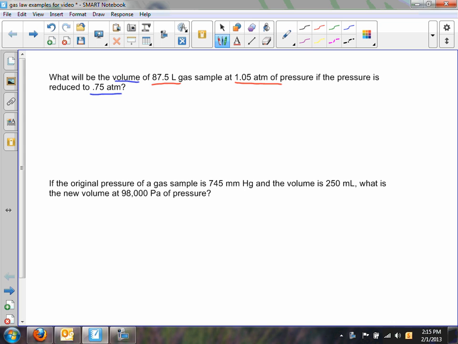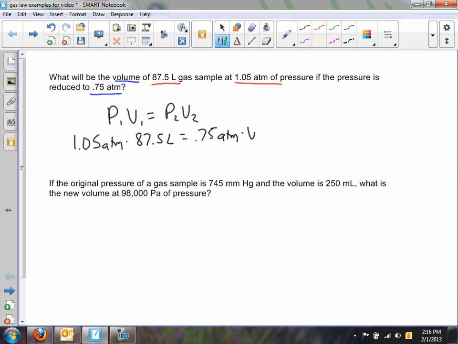volume. Well, this definitely sounds like Boyle's Law because we're relating one pressure and one volume equaling a new pressure and a new volume. The first pressure was simply 1.05 atms. Take that times the first volume of 87.5 liters. The new pressure was reduced to 0.75 atms, and now we want the new volume.